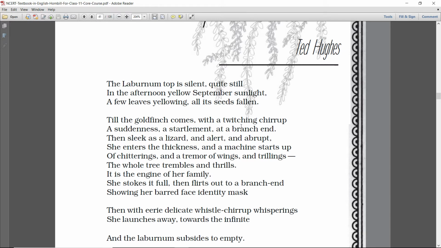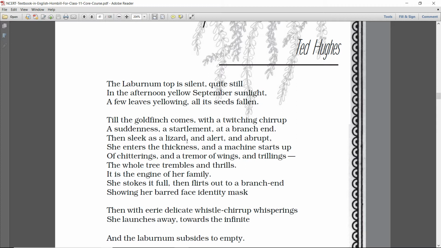Startlement is amusement. Then, sleek as a lizard and alert and abrupt, she enters the thickness. Here the bird is described as she, so it must be a female bird, a female goldfinch. The female goldfinch here is compared with a lizard because it looks sleek like a lizard. Here the poet is using a simile. He is comparing two objects, lizard and a goldfinch, due to the similarity. What is the similarity between them? They both are sleek, they are shiny and smooth.